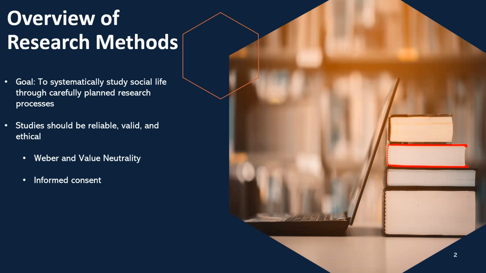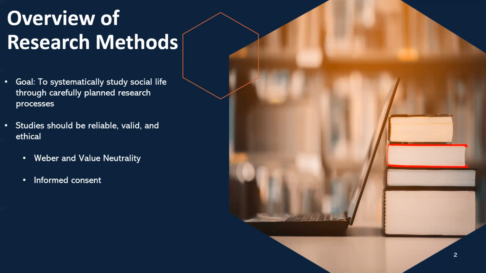Research studies should be reliable, valid, and ethical. Reliability is the consistency of results, meaning that the same study will get the same results every time. Validity is the accuracy, meaning that the study measures what you want to measure. Finally, an ethical research study is one that prioritizes maximizing benefits and minimizing risks to participants, as well as informing participants of what will be happening during the study.